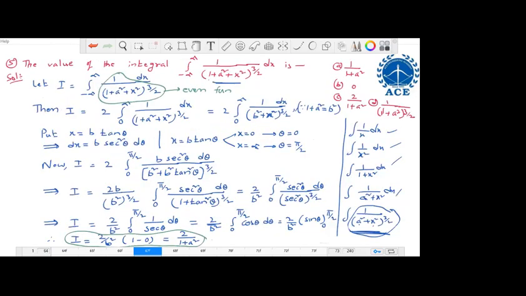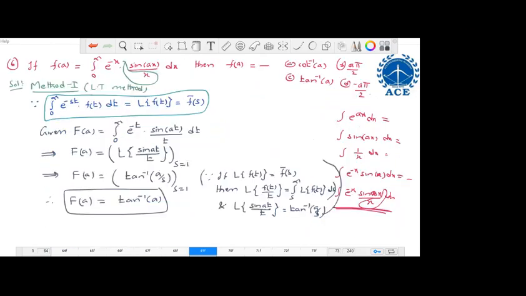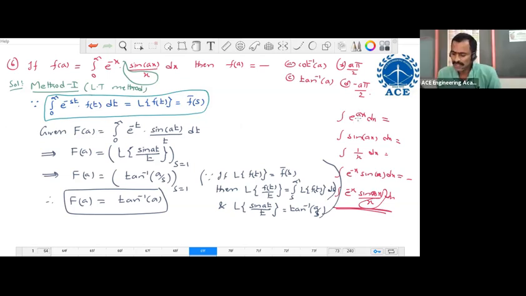Sir, how will we know that this question is only solvable by this Laplace transform and this differentiation? If it is e power x, we can integrate. If it is sin ax, we can integrate. If it is 1 by x, we can integrate. e power ax into sin bx, we can integrate. e power x into cos bx, we can integrate.